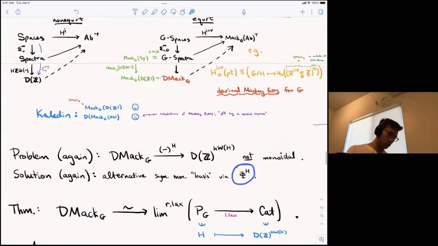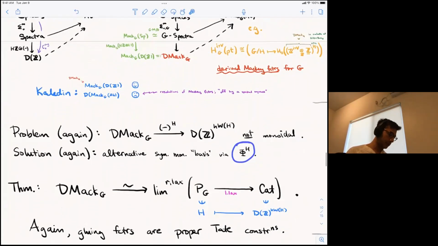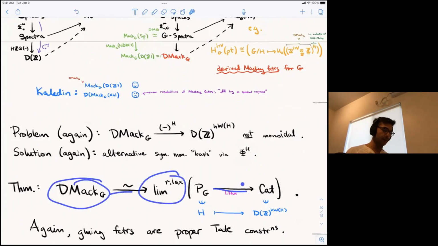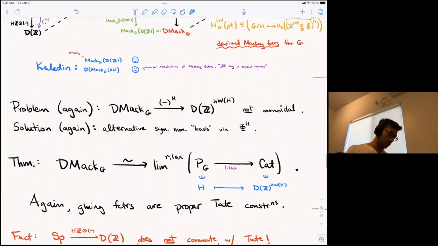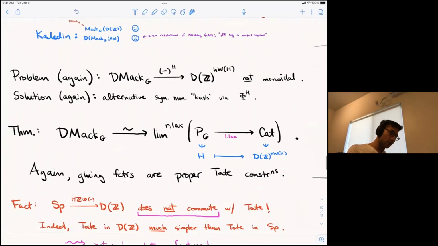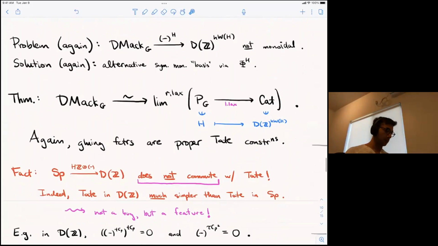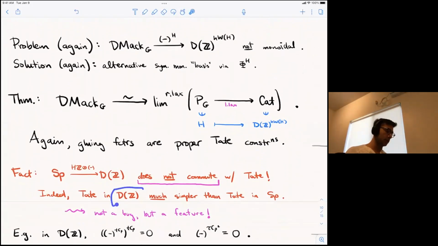And again, the solution is that there's an alternative basis, so to speak, by geometric fixed points. So here's the same theorem, but just Z linear. Derived Mackey functors are equivalent to the right lax limit of some left lax diagram structured over this poset that takes this subgroup to this category of derived abelian groups with homotopical WH action. And again, the gluing functors, like morphisms in here, go to what I'll call gluing functors, and these are proper Tate constructions. The difference here is that Z linearization does not commute with the Tate construction. In fact, the Tate construction in here is way, way simpler than the Tate construction in spectra.